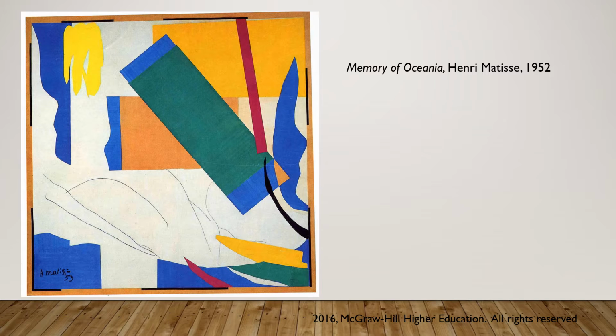Okay, here with Henri Matisse's collage, you can see that he uses a number of elements. He's using line, he's using shapes, both geometric shapes and organic shapes. He's using color, and he's using all of those things to pull this memory of Oceania, bring that all together.